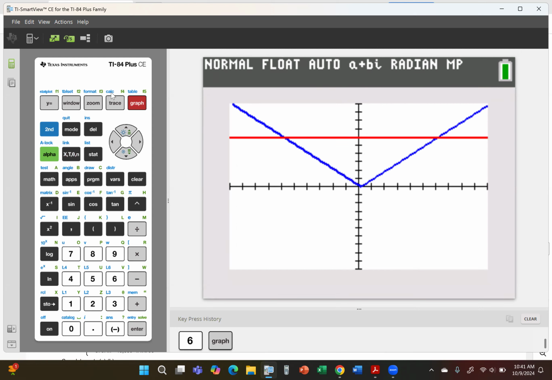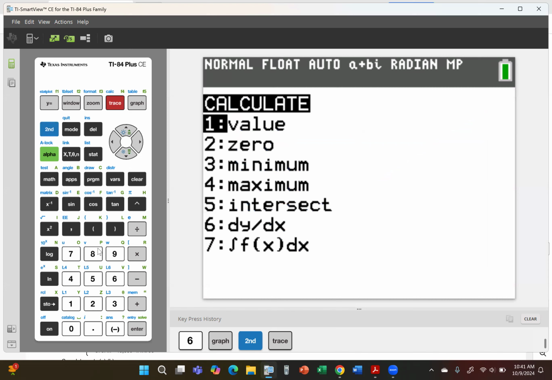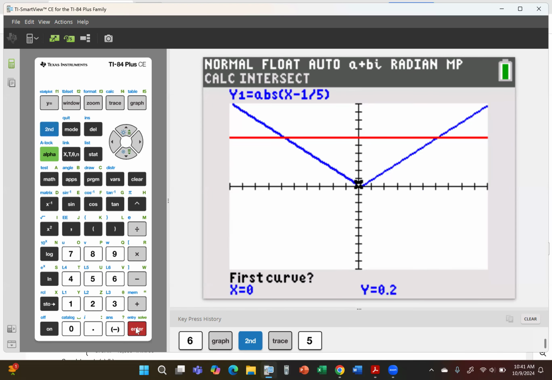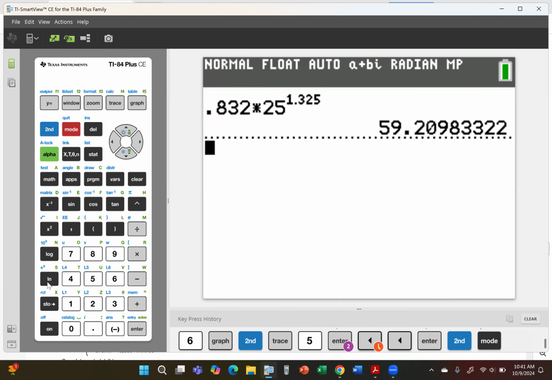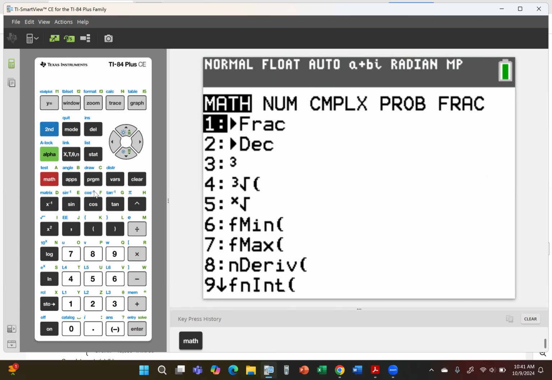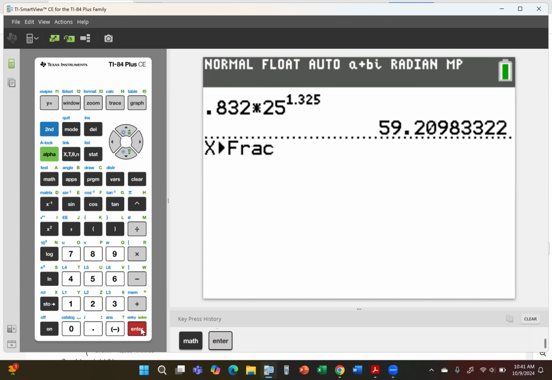Two answers. Who knew? Okay, so let's find the first answer. We're going to do second calc intersect, enter, and then I just got to move closer to one of the intersections. Negative 5/8. So we're going to go back to our home screen. We're going to take that X, and we're going to convert that to a fraction. Negative 29/5. What's that?